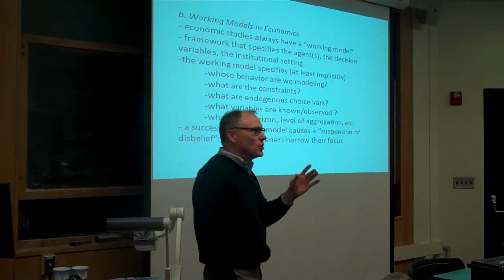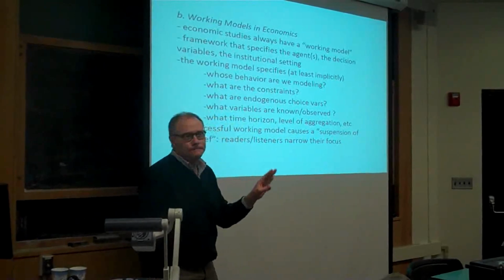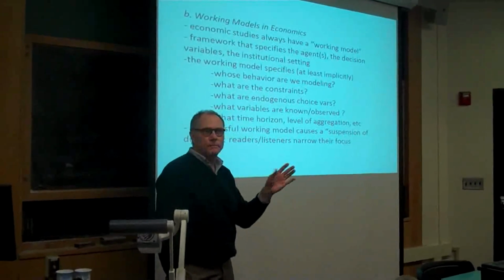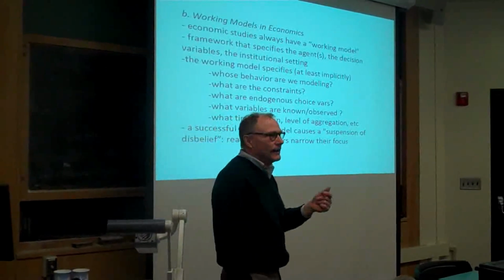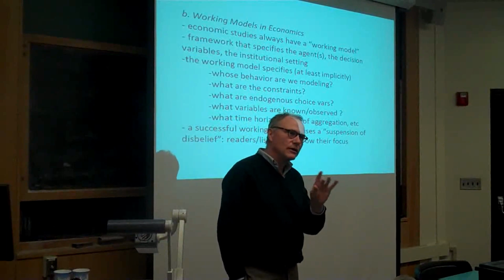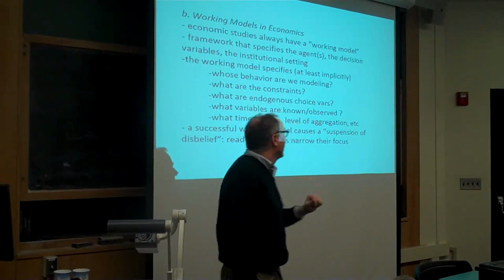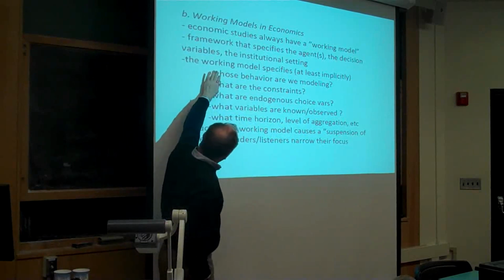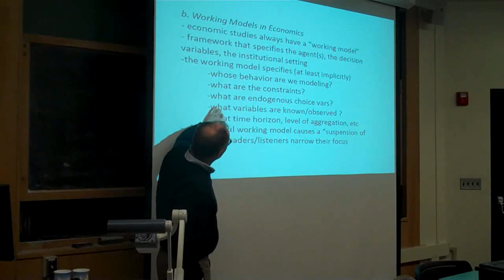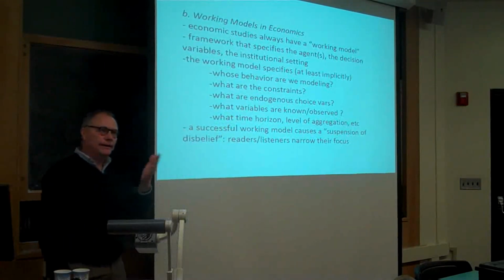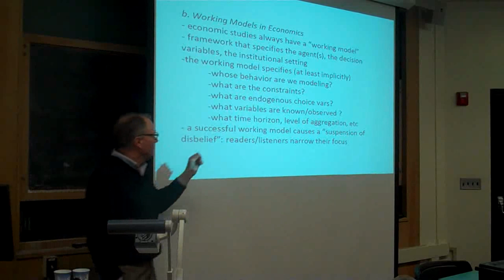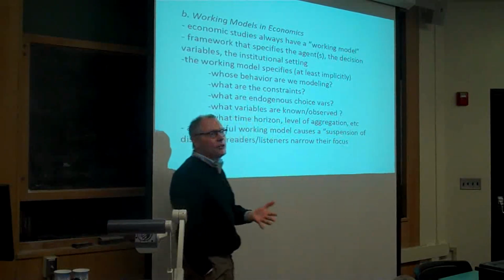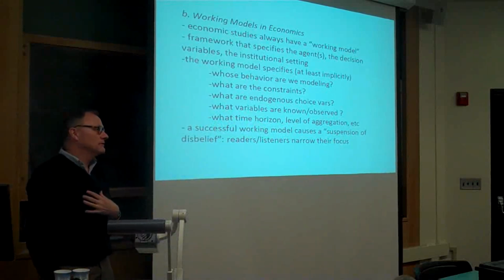But we are pretty good at saying, I'm studying a consumer demand issue, I'm studying a particular antitrust question, and instantly most people have a pretty good idea of at least this set of questions. Now, the first thing is whose behavior, what are the constraints, what are the exogenous price variables, and then there gets to be more and more detail. For example, what variables are known or observed, and which ones are going to be assumed to be unknown to the agent. This is a phrase we use that is very mysterious.